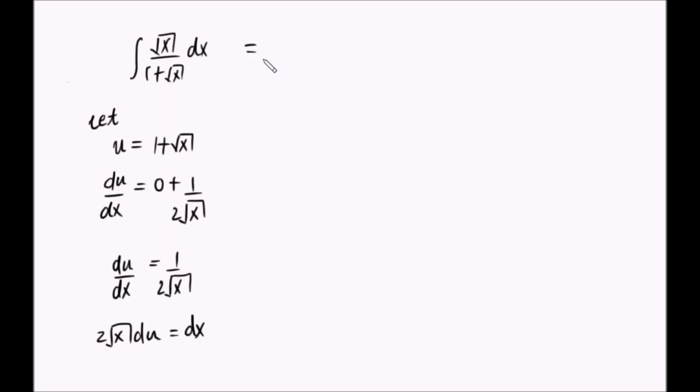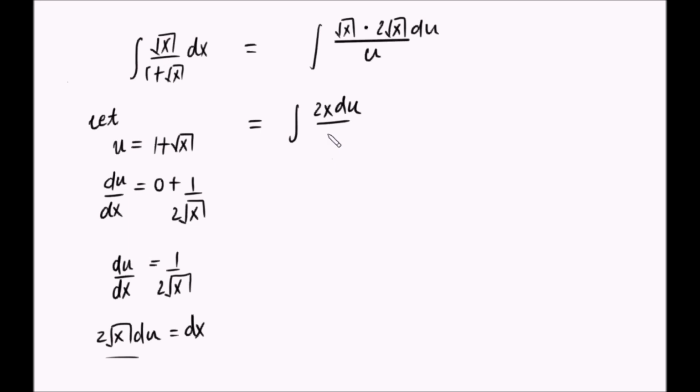So this integral now becomes, in place, this is the square root of x times dx. Now in place of dx, I write this, times 2 the square root of x du, all of this over u, which is just 2x du over u. So 2 is a constant, so we just have x du over u. You can factor out 2 because 2 is a constant.